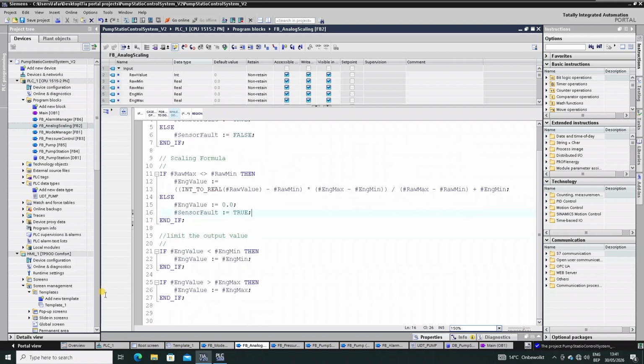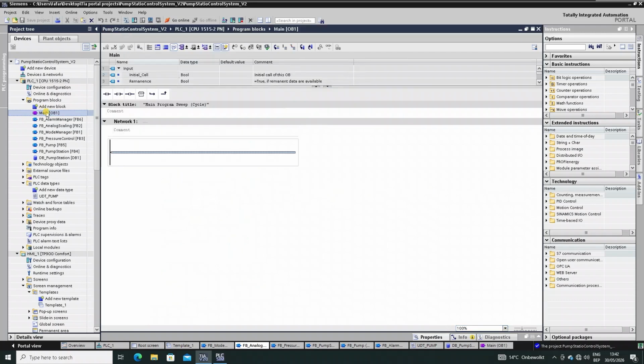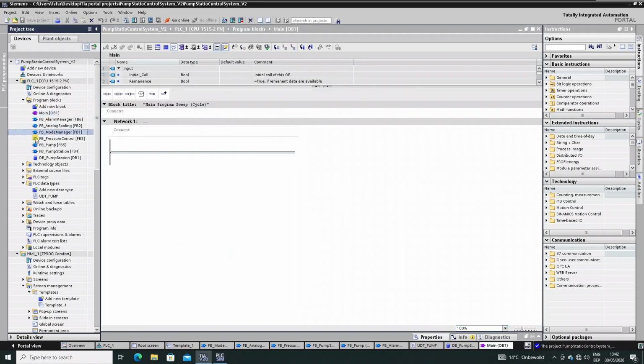At this point, we have prepared and programmed two important function blocks, FB_ModeManager and FB_AnalogScaling. In the next session, we will continue working on our pump station control system project and move further into the control logic.